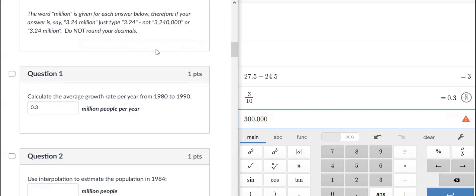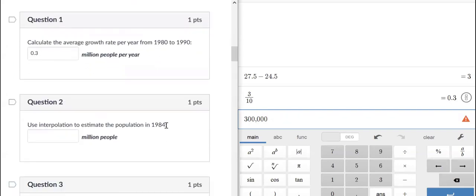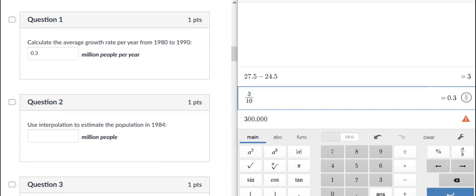So how do you get it into 0.3 then? Do you just divide by 10? It was 10 years. Oh, so okay. I take my 3 million and divide by 10 because it's 10 years. So it's an average growth of 0.3 million per year, right?